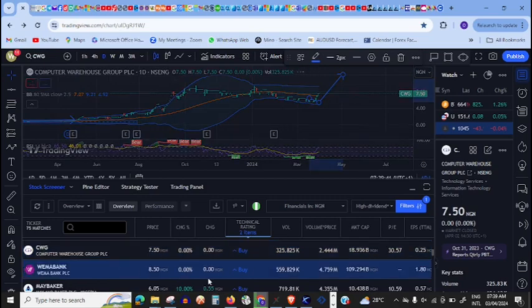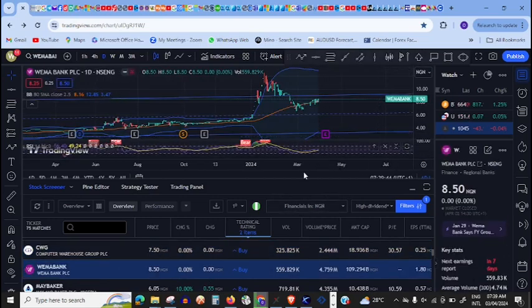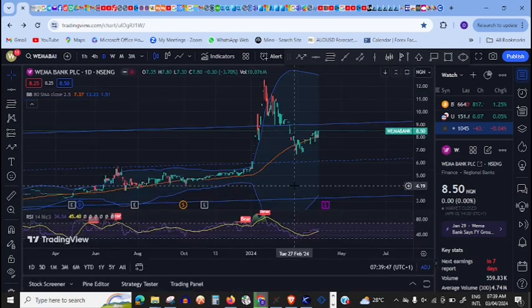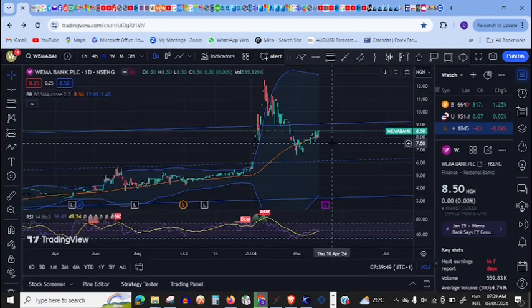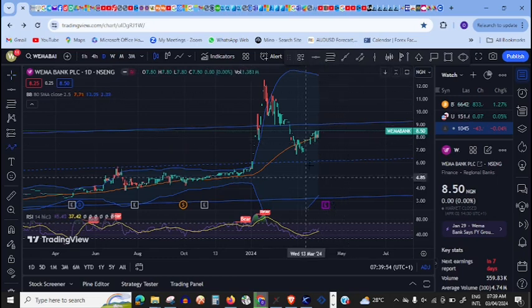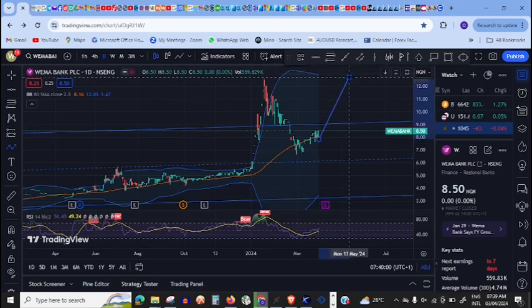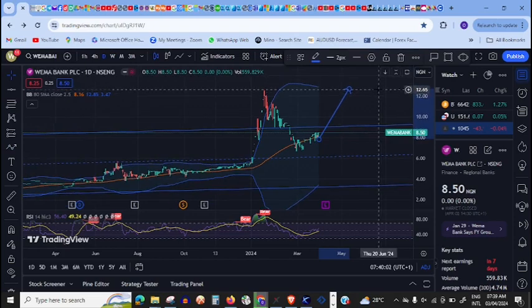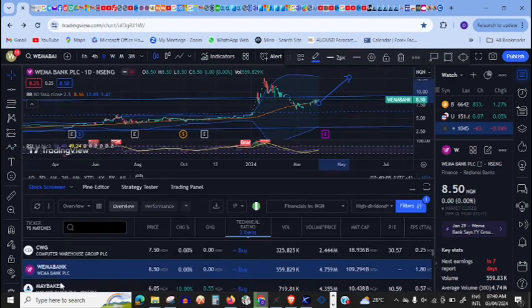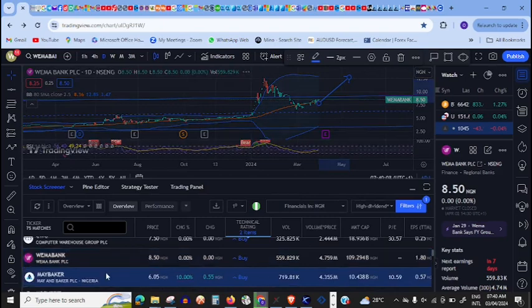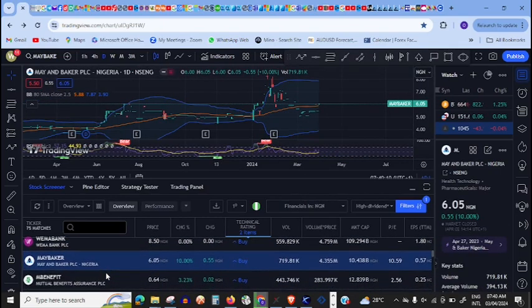Wema Bank. Okay, for Wema Bank, Wema Bank is also at a very good level for entry. You get Wema Bank at 7.50. Let's wait and see if it's going to hit the top of this, which is 12.65. May and Baker, something like this. That's 7.84.